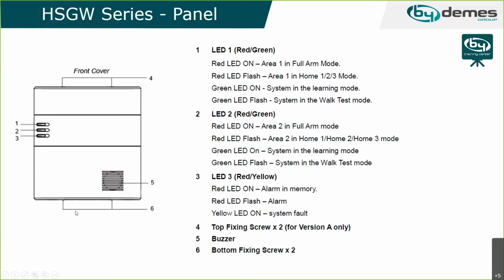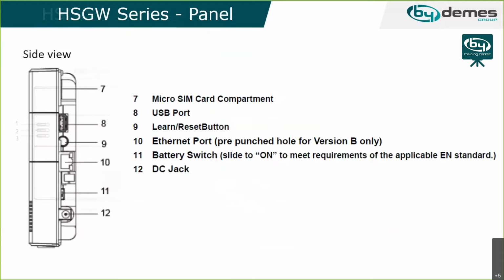And here we have the siren. The siren is very powerful, and we can select the power or the sound of the siren: low, medium, and high. We can select these three different options. On the side of the panel, we have the compartment for the micro SIM card. If we open the cover, we have the micro SIM card compartment, and also the USB port to put the Wi-Fi or Zigbee module if you want.